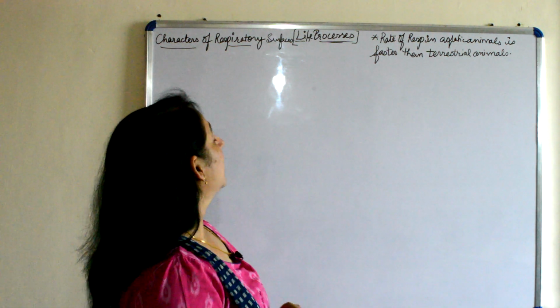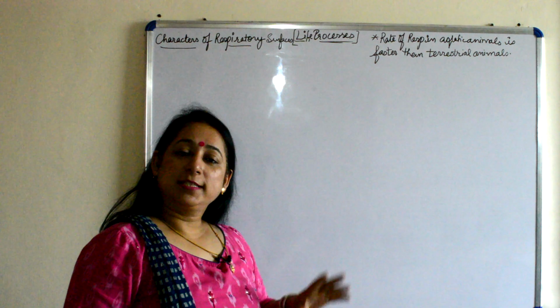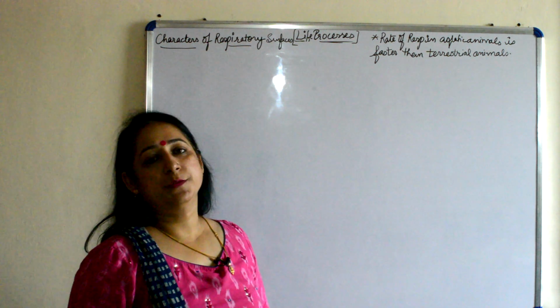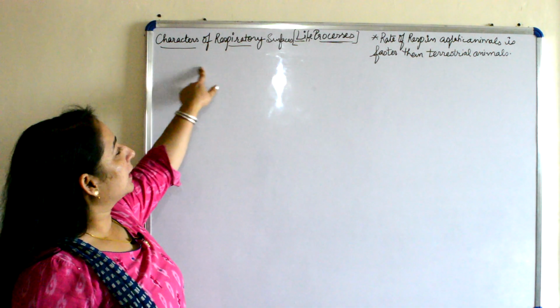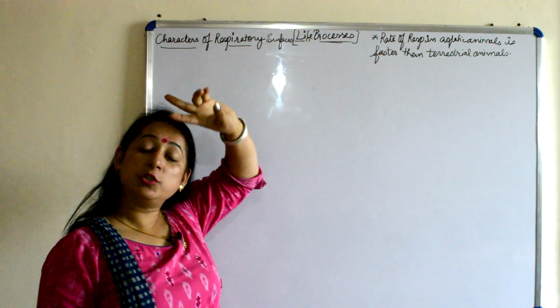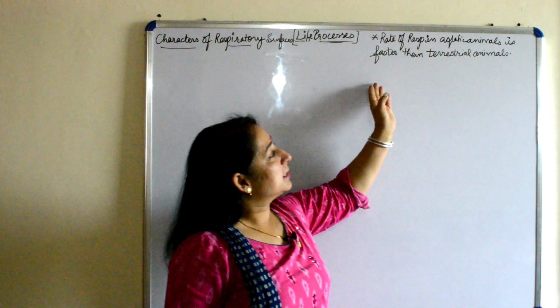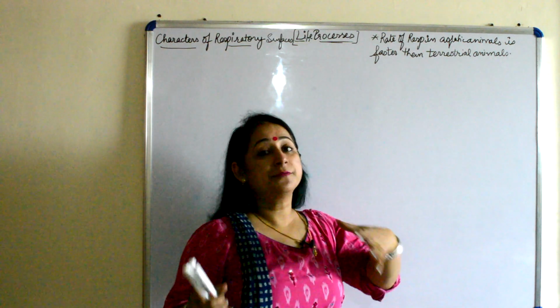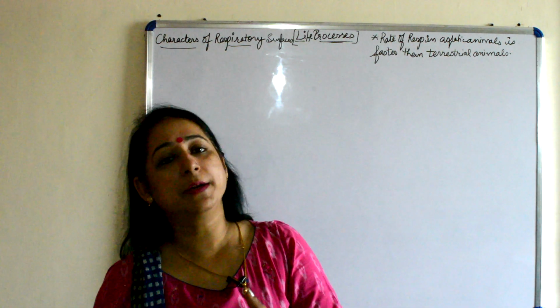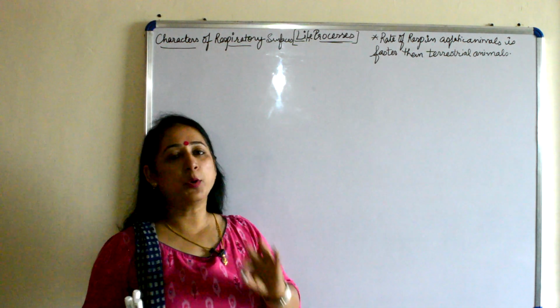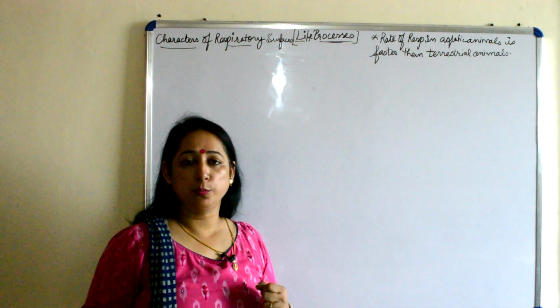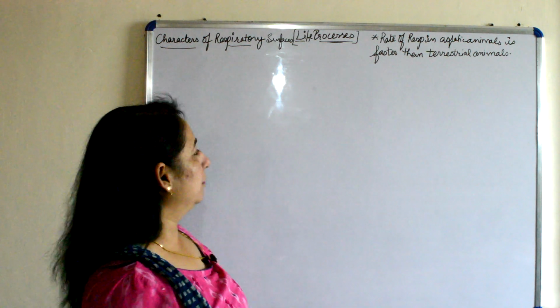We've already discussed respiration and its types in our previous video. I'm taking up two topics in this video. One, I'll be discussing the characteristics of a respiratory surface, which is a 2-mark question. Two, I'll be discussing why the rate of respiration is faster in aquatic animals as compared to terrestrial animals. These are very important 2-mark questions from your board point of view or for general marking as well.